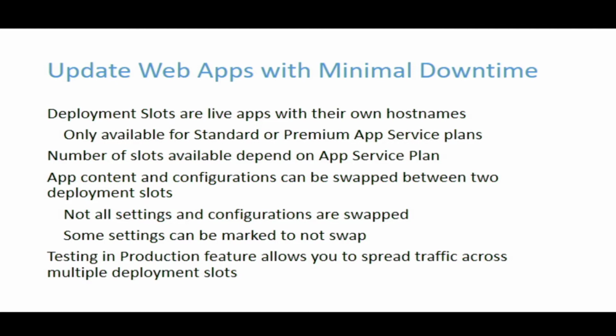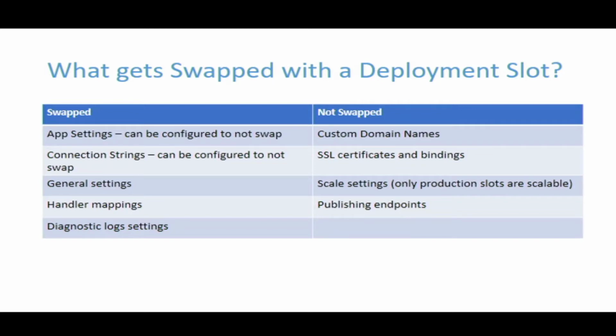App settings, actually, this is more detailed than what I had in that listing there. So there are certain things that can be swapped, certain things that are swapped, and things that don't swap. So you'll kind of want to know which ones are which. App settings can be determined whether or not you want them to move. Same thing with connection strings. General settings, handler settings, diagnostic log settings, like if you have diagnostics turned on for blob storage or whatever, that stuff will actually go. So if you've turned that on in staging and you want to swap your staging with production, those settings will go.